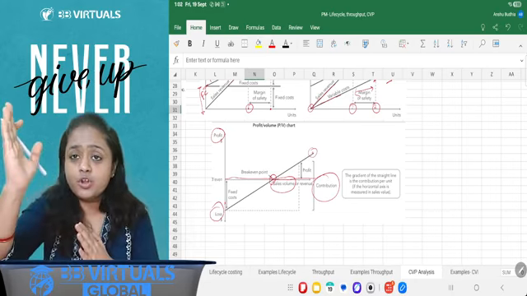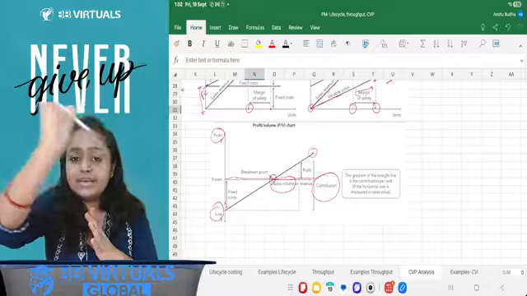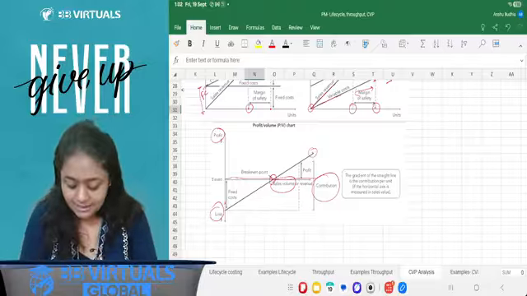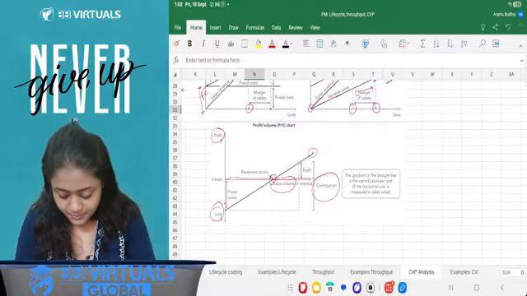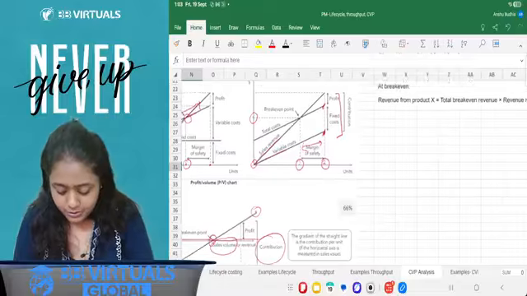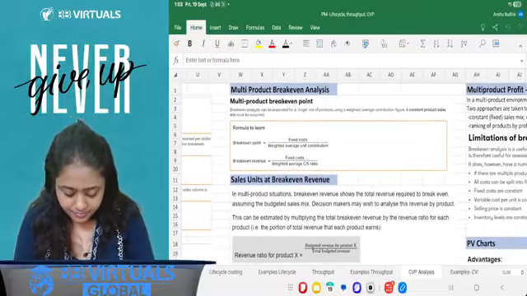That is how your line will go up diagonally like this. So it will all depend upon contribution, because it is a combination of profit and fixed cost. I hope the graphs are absolutely clear to all of you.